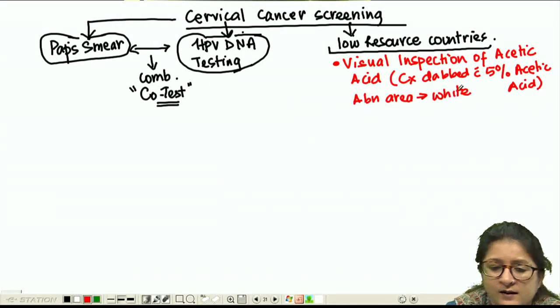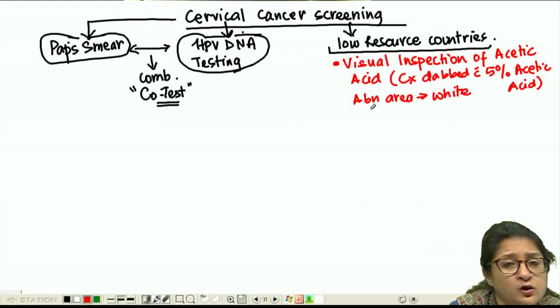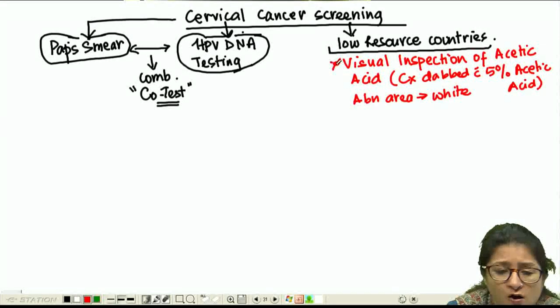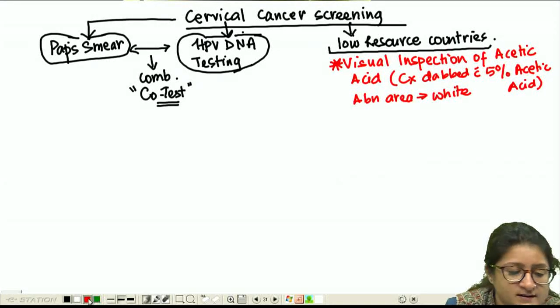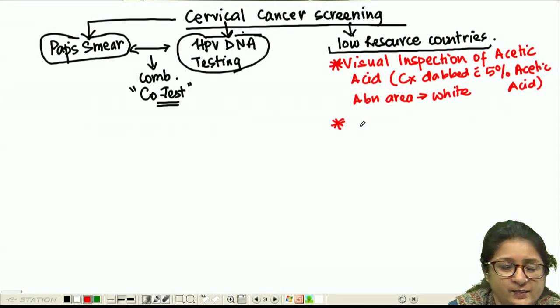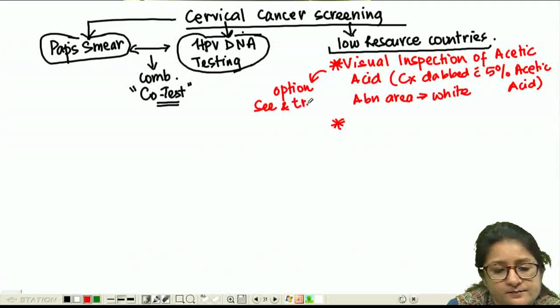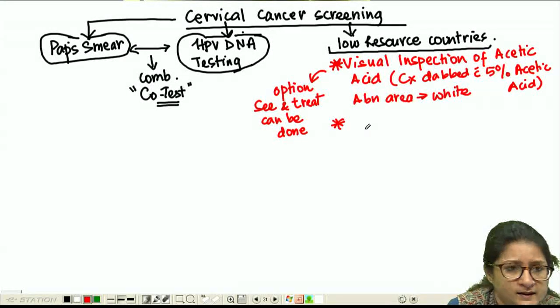That area can then be biopsied in the same sitting, in which we are not doing any colposcopy, we are directly biopsying, or we can do just see and treat, which is just see the area and treat with cryotherapy or LEEP in the same sitting. Those are other options available with visual inspection of acetic acid. See and treat can be done sometimes, but it is not the recommended way to go about it.